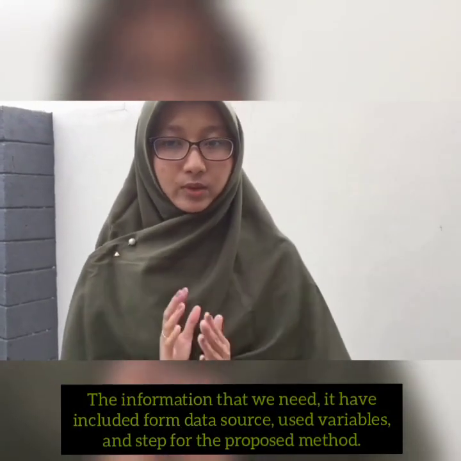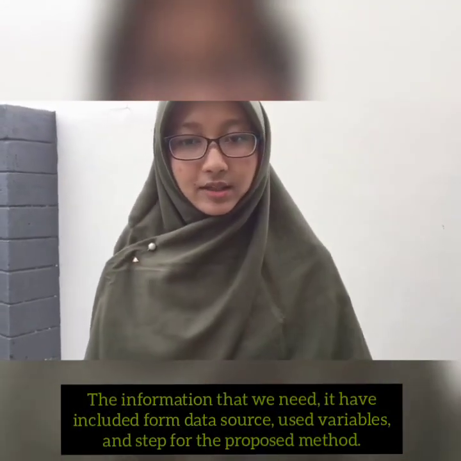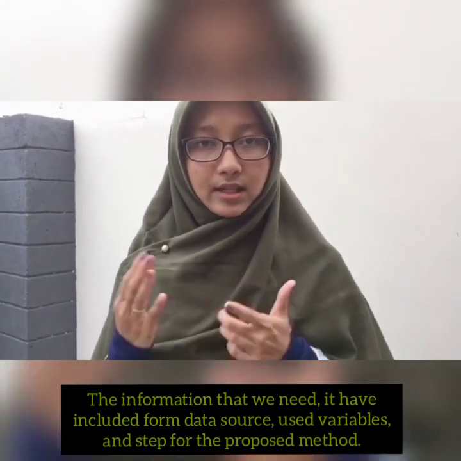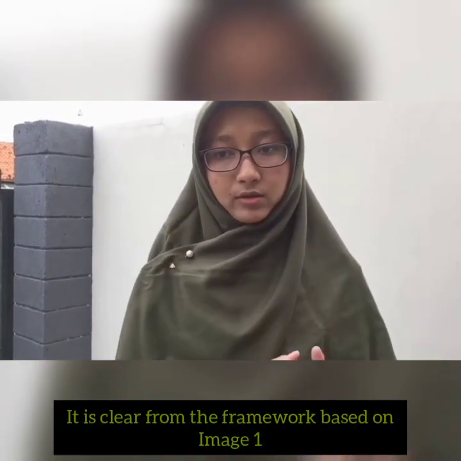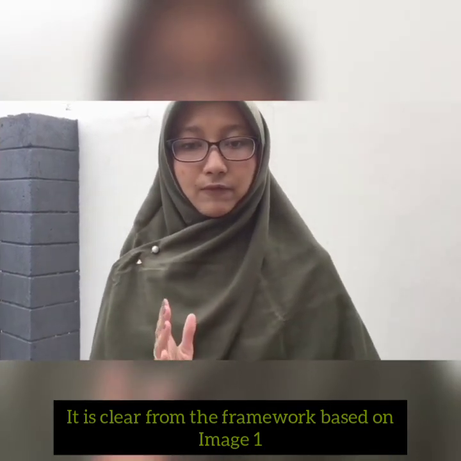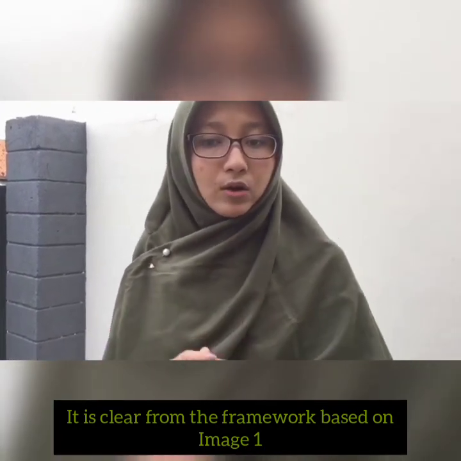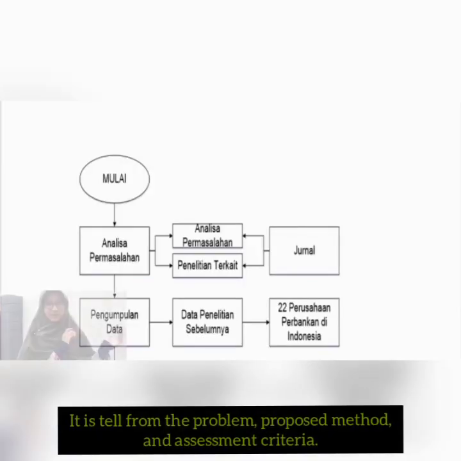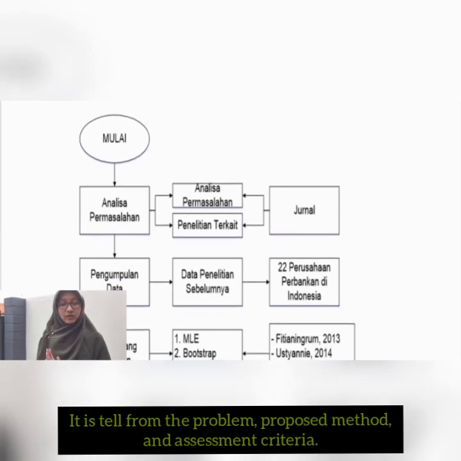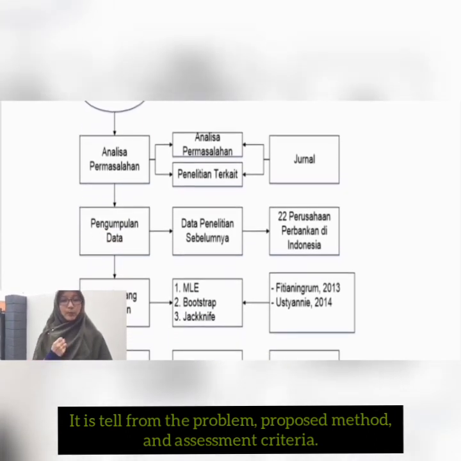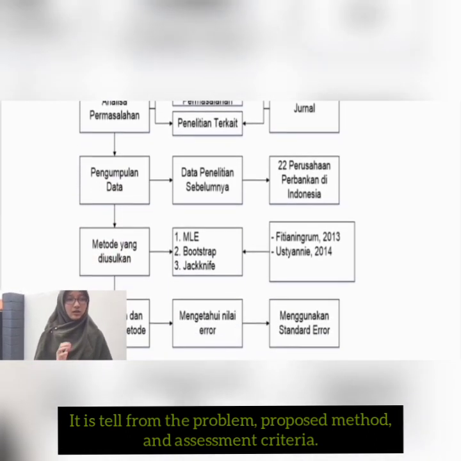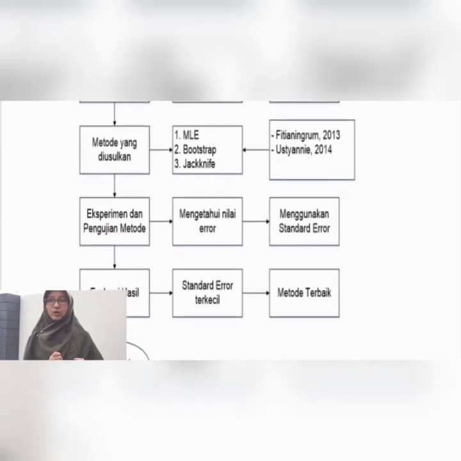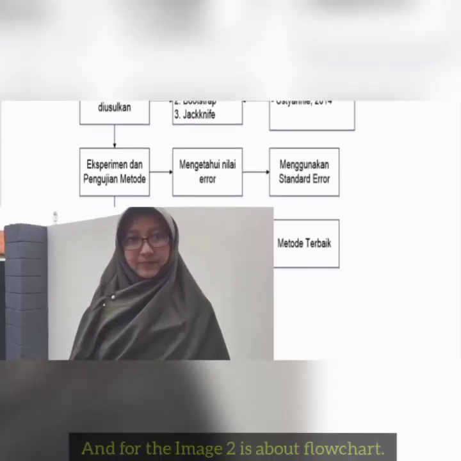The information that we need, I think, has been included: the data source, the variables used, and the steps for each method. It is clear from the framework based on image 1 in that research. It tells the problem, purpose, method, and assessment criteria, which one is used for parameters.